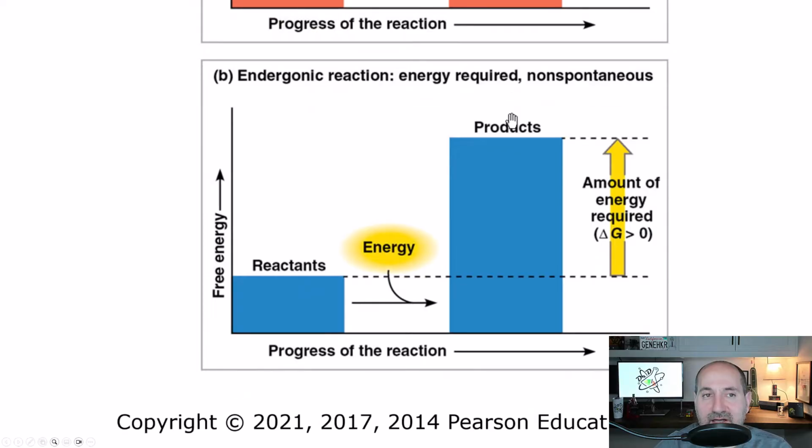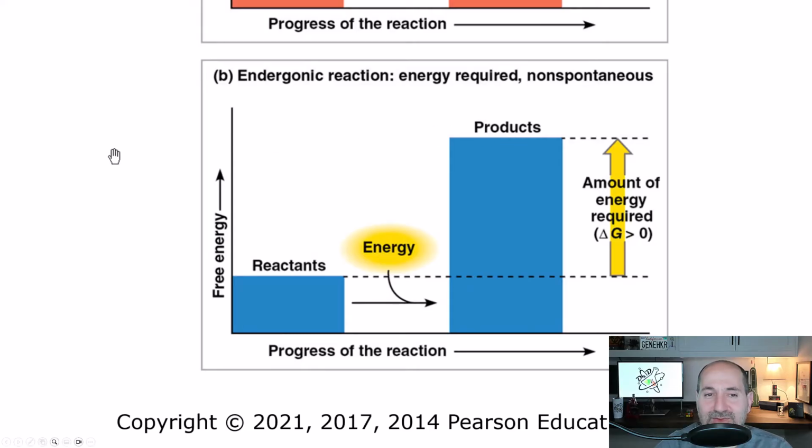Conversely, look at an endergonic reaction, right? Here, the reactants begin with a low G value, and the products have a high G value. So this means that the change in G is from low to high. That means that the delta G is positive. It's a positive delta G reaction. It's an endergonic reaction. That means it's a non-spontaneous reaction. And that means that this reaction will not occur without energy input, right? You're putting energy into the system to make this reaction occur, to drive this reaction forward.